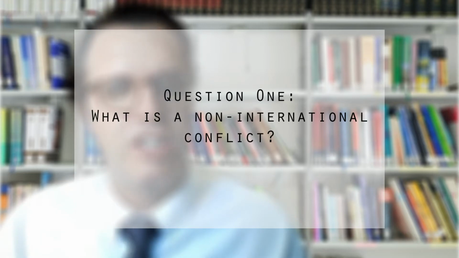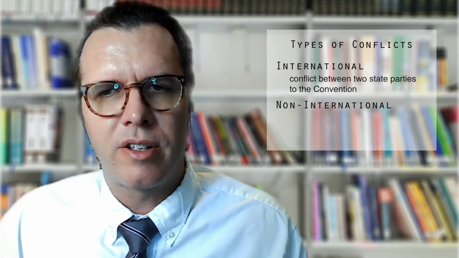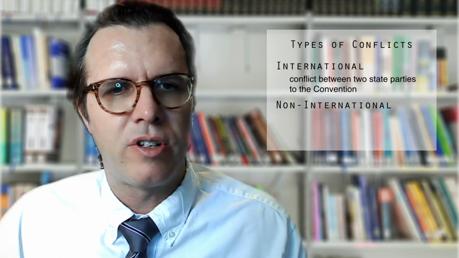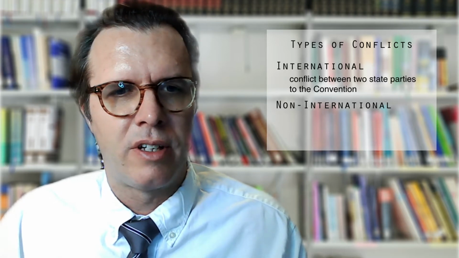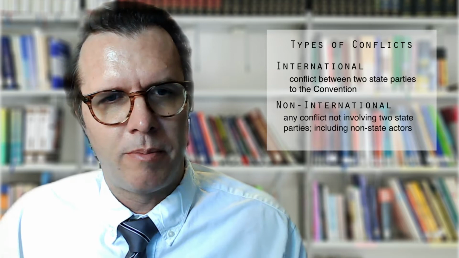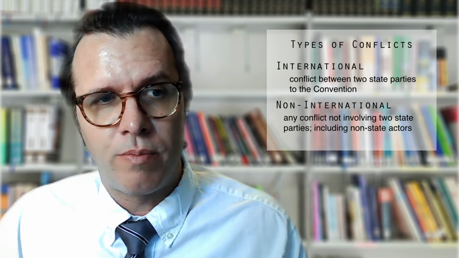The Geneva Conventions break conflicts down into two types: international and non-international conflicts. An international conflict is defined as a conflict between two state parties to the conventions. Remember that all states are signatories to the Geneva Conventions. A non-international conflict is anything else. It includes civil wars, internal uprisings, and conflicts with non-state actors that spill across borders.